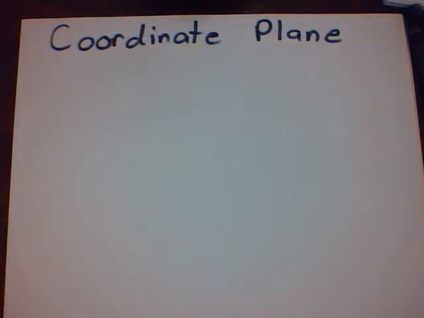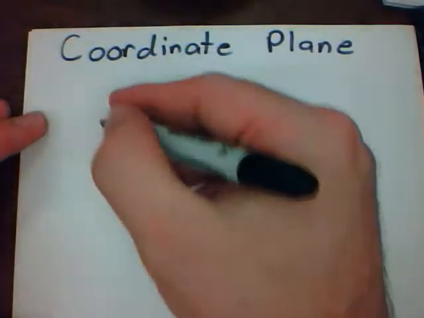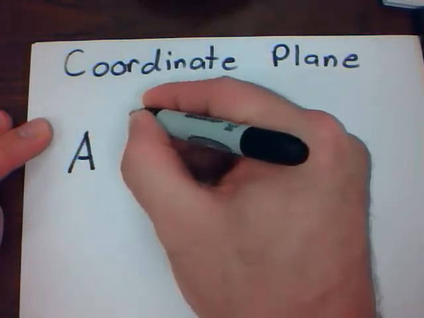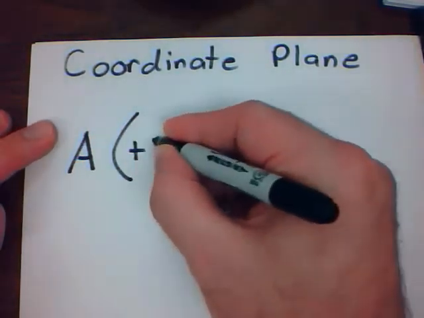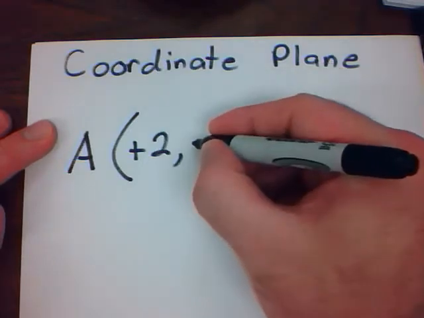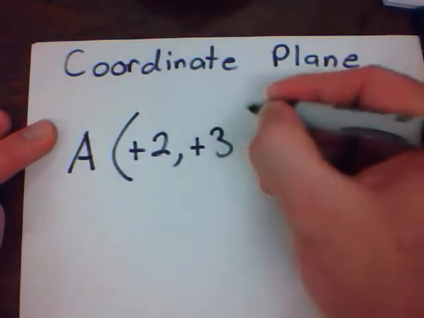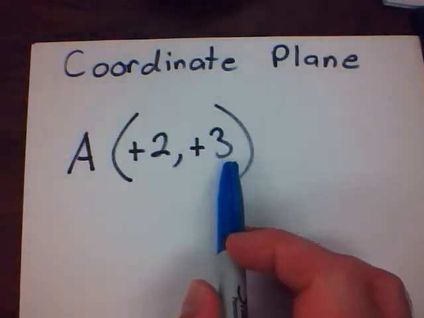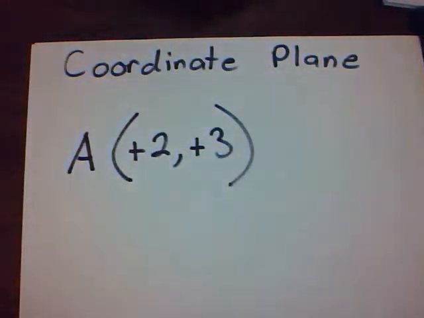The kind of question you might get would look like this. Plot point A at positive 2, positive 3. And that's the way they would draw it. Now, which number is which? One of them is x and one of them is y. How do you know which one is which?